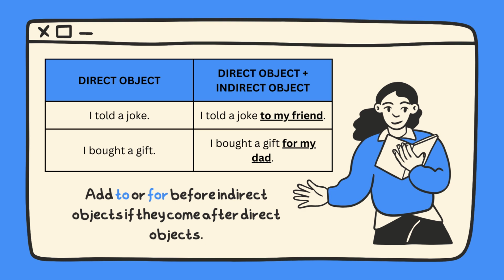For example, under the direct object column, you can say, I told a joke, I bought a gift. But under the direct object plus indirect object column, you will now have to say, I told a joke to my friend. I bought a gift for my dad. Clear? And for more examples, we can say, I gave the keys to my sister. I baked a cake for my friend.